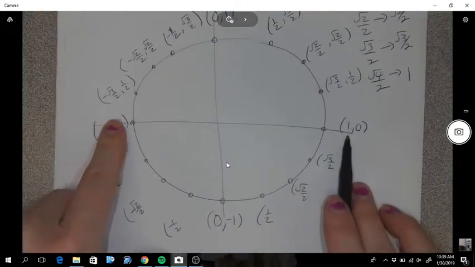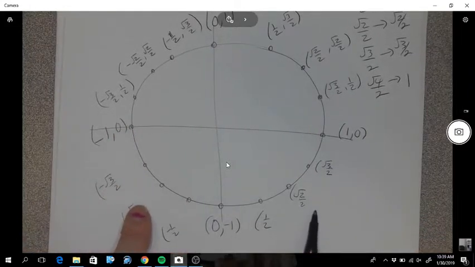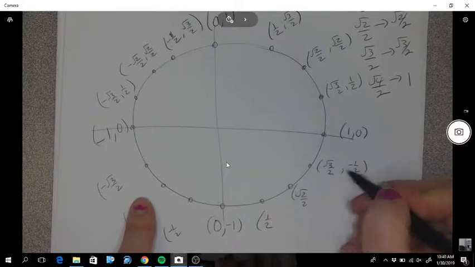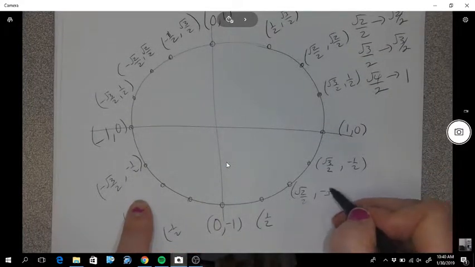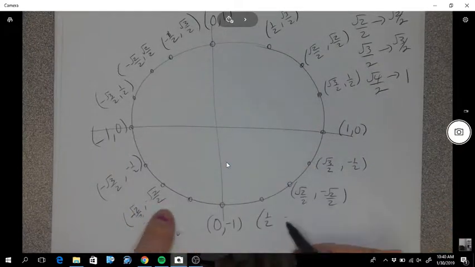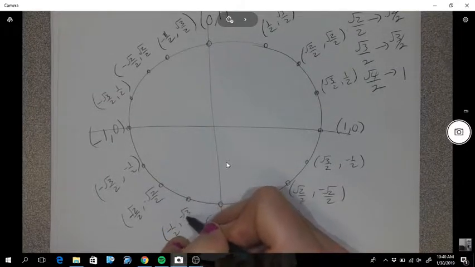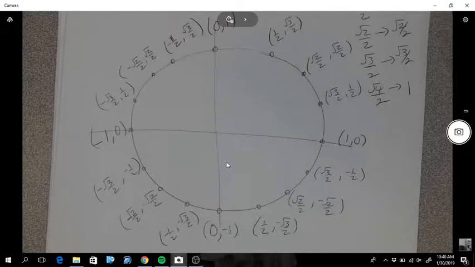Okay, again, starting the pattern with the y's, we're going to go 0, but then we're going to go down. So negative 1/2, negative root 2 over 2, negative root 3 over 2, negative 1. So negative 1/2, negative root 2 over 2 is on these ones, and negative root 3 over 2. And negative 1, which is there. Okay, so that is how we replicated the unit circle.